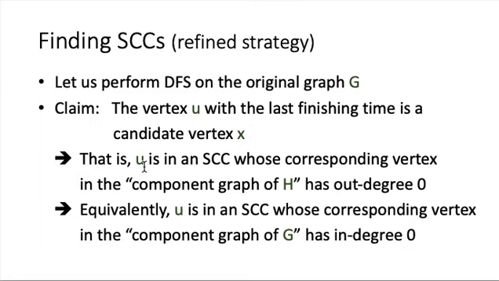In particular, this vertex U with the last finishing time will always be in an SCC whose corresponding vertex in the component graph of H has out degree 0. Okay, so this is what we want to show later. And equivalently, this is about the component graph of H. If we go back and reverse the arrows in our mind, then U will be in an SCC whose corresponding vertex in the component graph of G has in degree 0. So this is essentially the same.